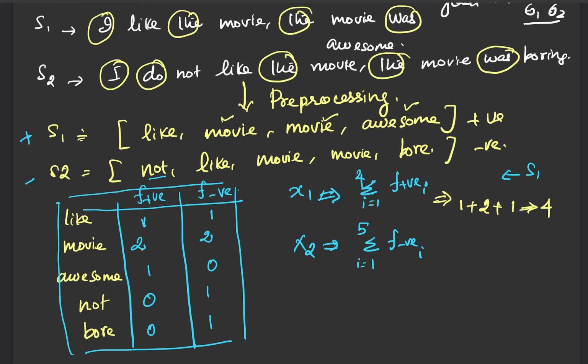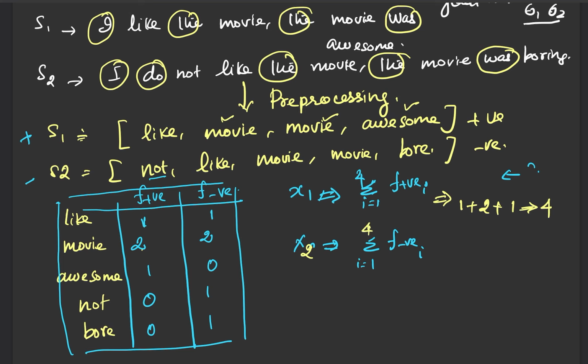And again similarly I calculate x2. x2 is just looking at the negative frequency for the same words. It shouldn't be 5 here. We are defining x1, x2 for the first sentence, so we are going to look at only the first sentence. So the number of words would remain the same.